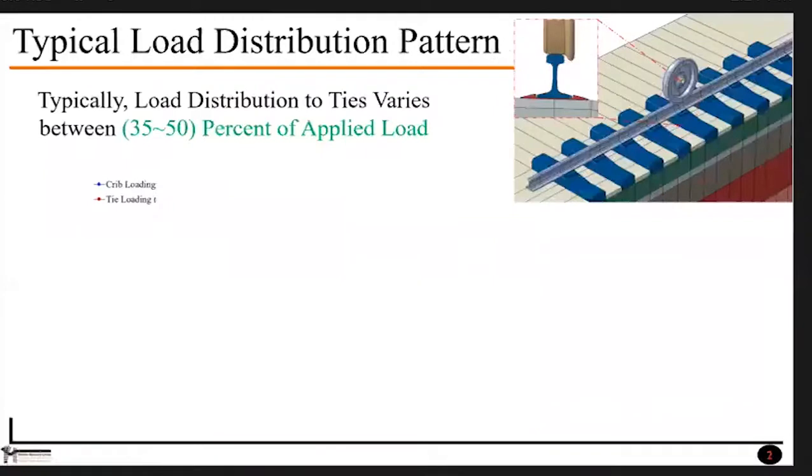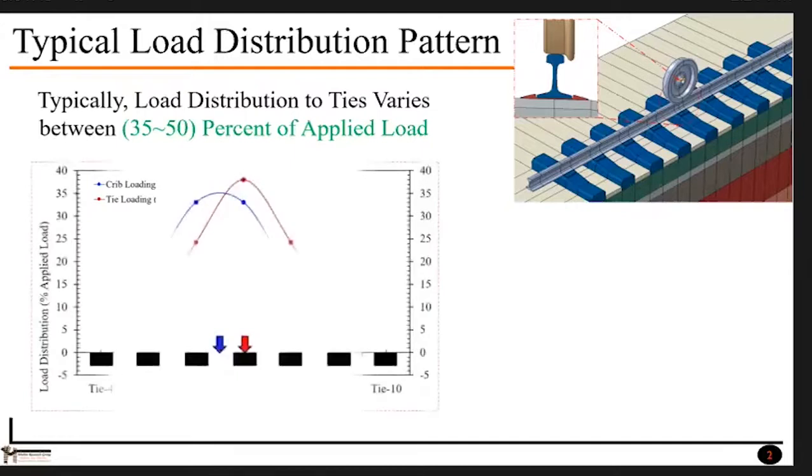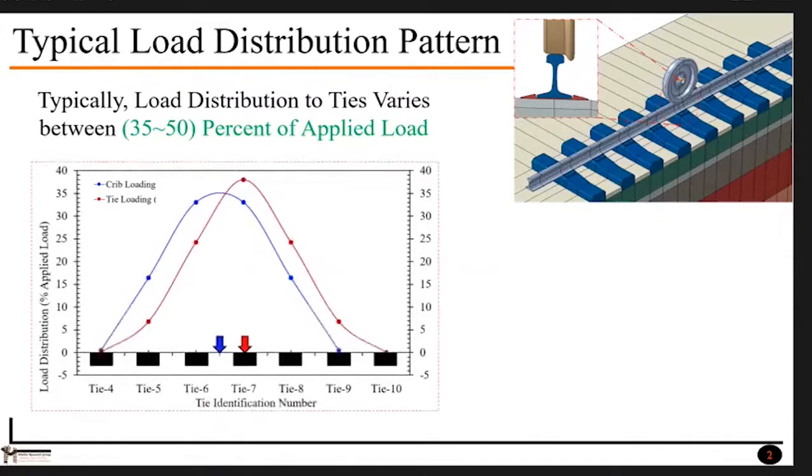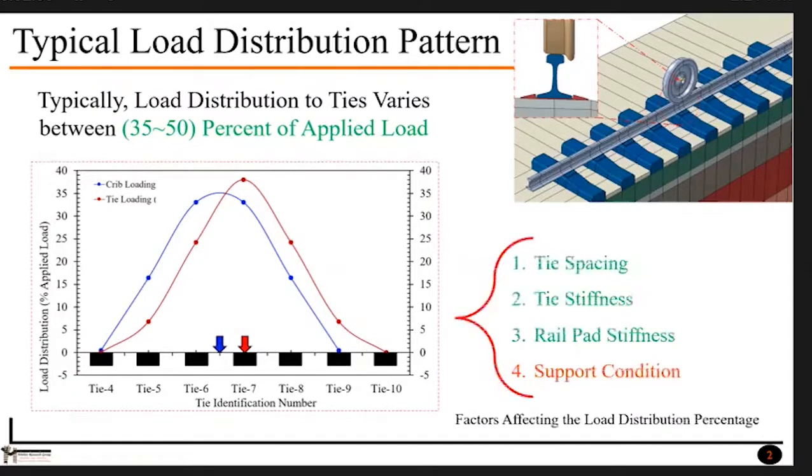So generally in a railroad track, the wheel load is distributed in between 5 to 7 ties. And the maximum percentage of load carried by a specific tie is generally in between 35 to 50%. And these percentages can vary for several reasons, such as tie spacing, tie stiffness, and rail pad stiffness. Overall, the subgrade stiffness can vary these percentages.